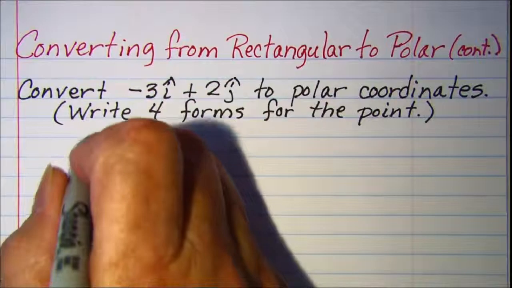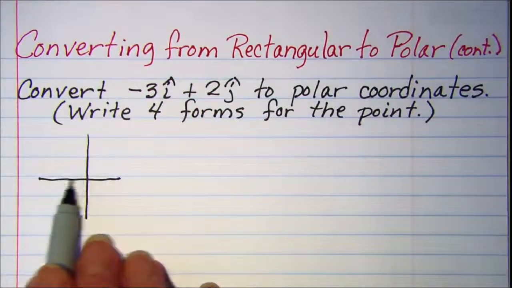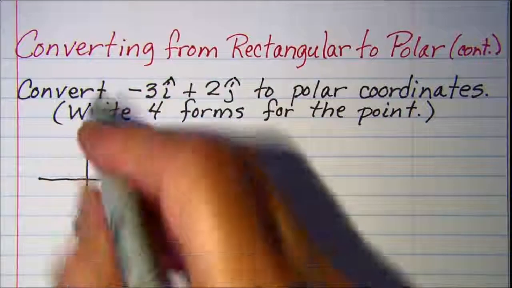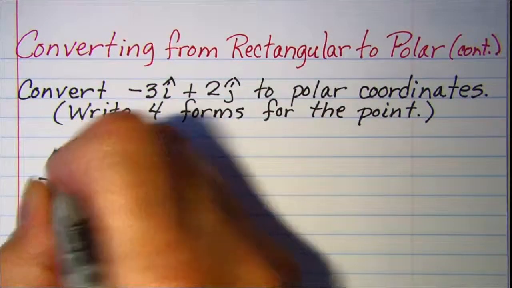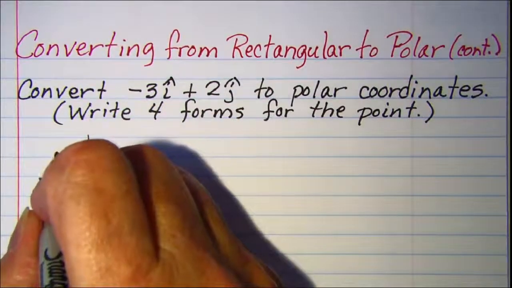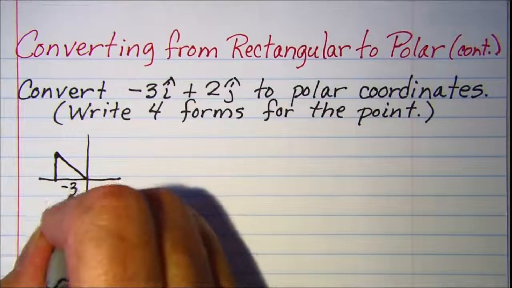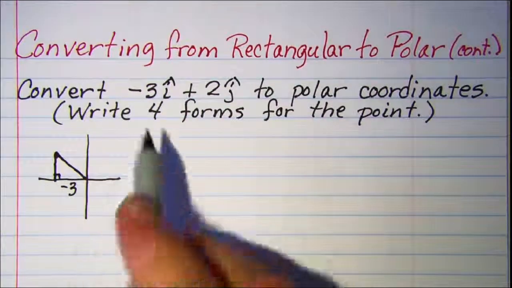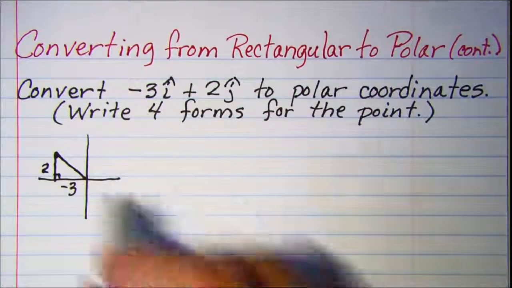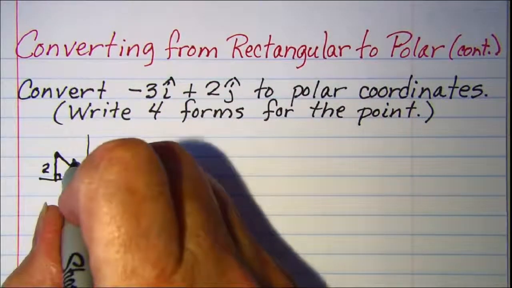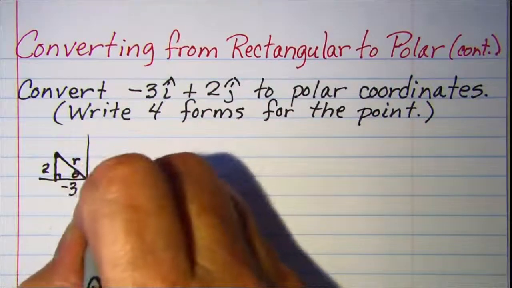Let's draw a sketch of this point. Negative 3, 2 would put us in quadrant 2. Our x value is negative 3, and our y value is 2. To change to polar coordinates, I need to find the value for r and the value for theta.